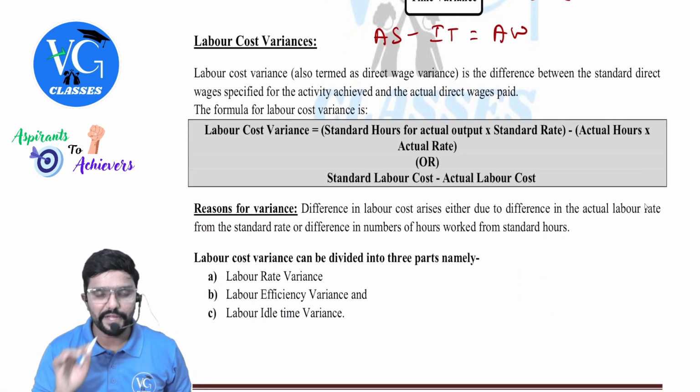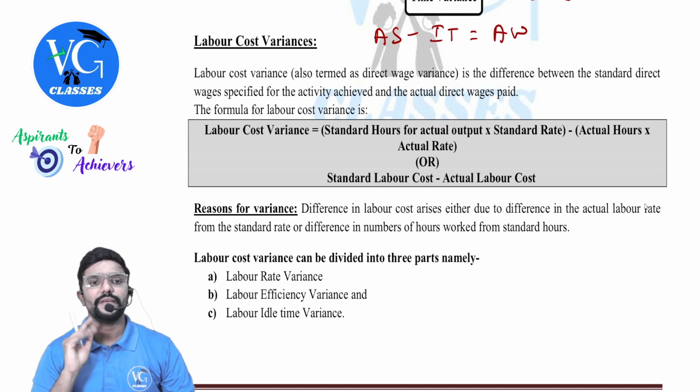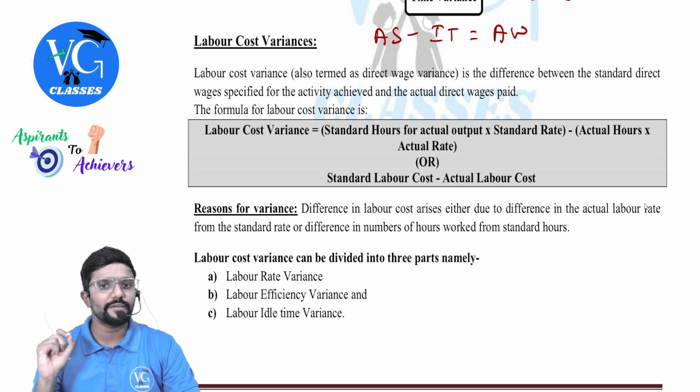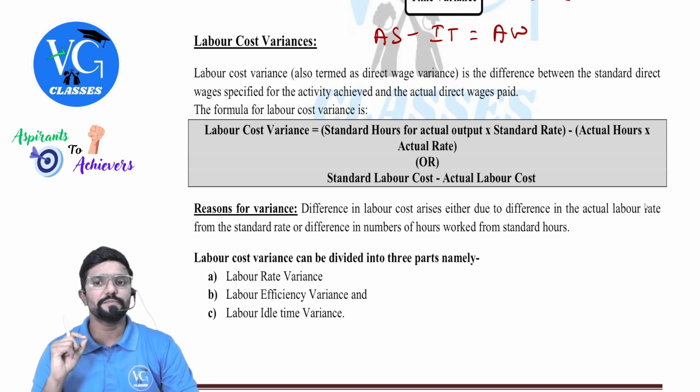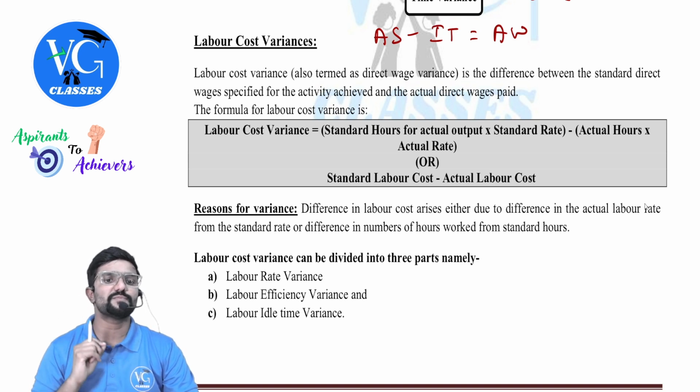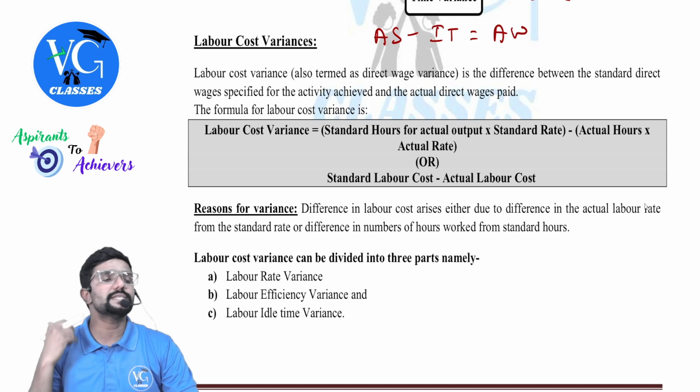Labor cost variance, also termed as direct wage variance, is the difference between the standard direct wages specified for the activity achieved and the actual direct wages paid.